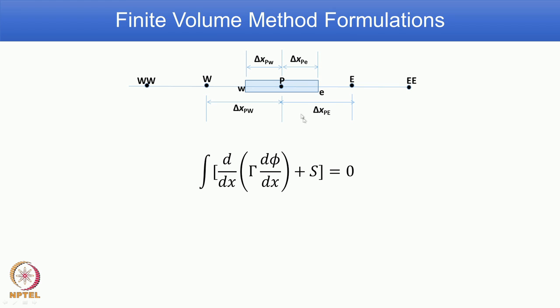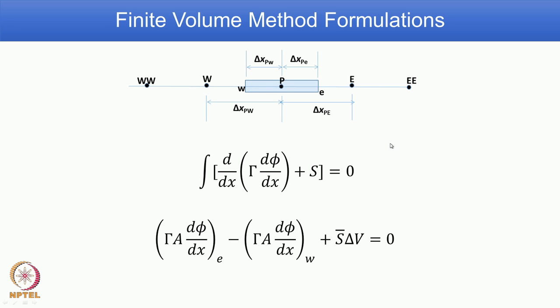We apply this integration for this mesh that is shown, and we get here gamma A d phi by dx evaluated at the east face, that is here, minus gamma A d phi by dx evaluated at the west face, that is here on the left side. Because it is one dimensional, we are using d instead of dou, and the source term is evaluated as an average over the volume. So, it is S bar delta V.